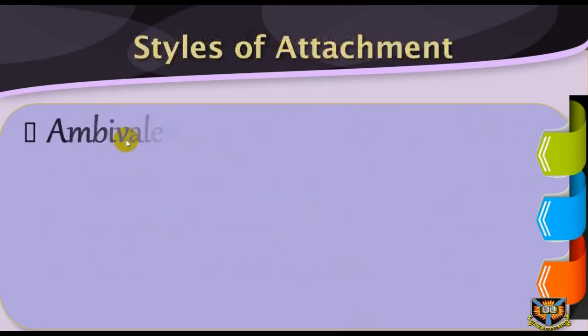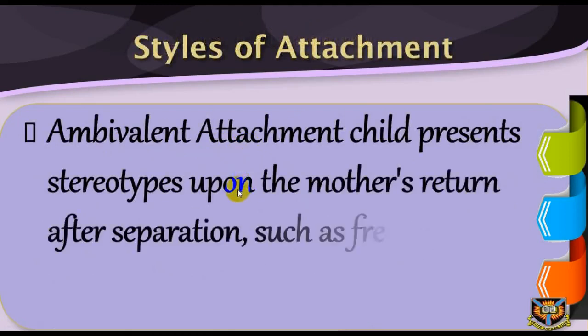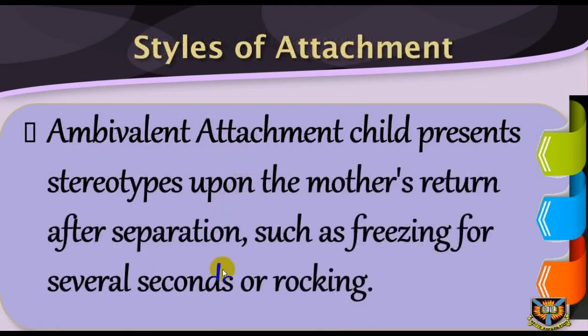Ambivalent attachment. The ambivalently attached child is vulnerable to difficulty coping with life stresses and may display role reversal with the mother. The child presents stereotypies upon the mother's return after separation, such as freezing for several seconds or rocking. This appears to indicate the child's lack of a coherent coping strategy.